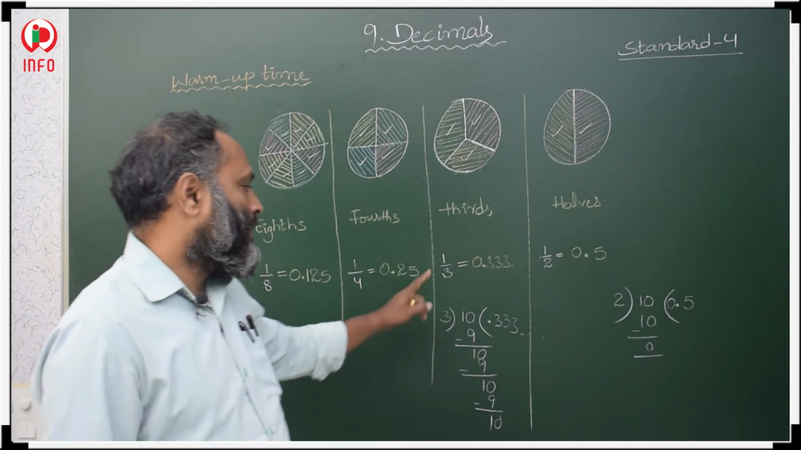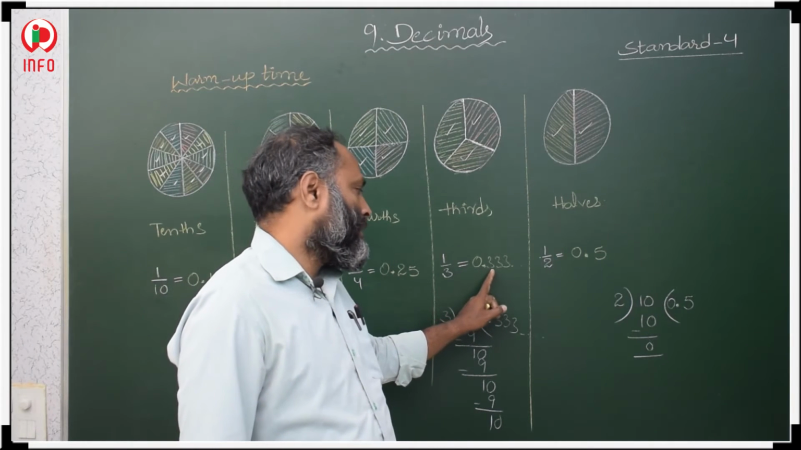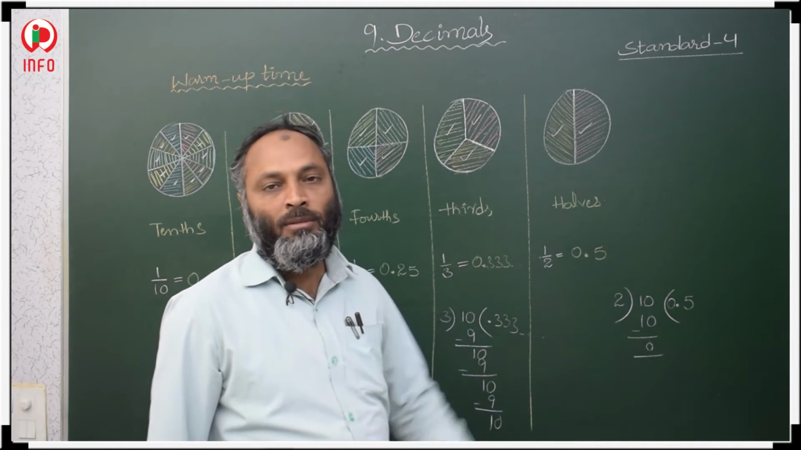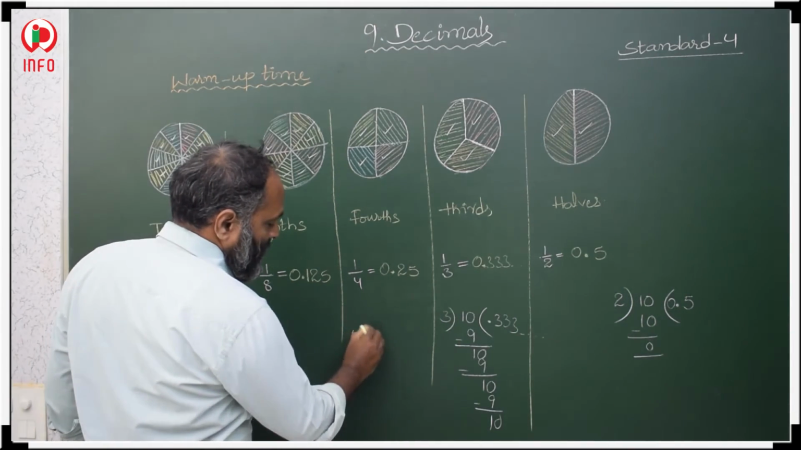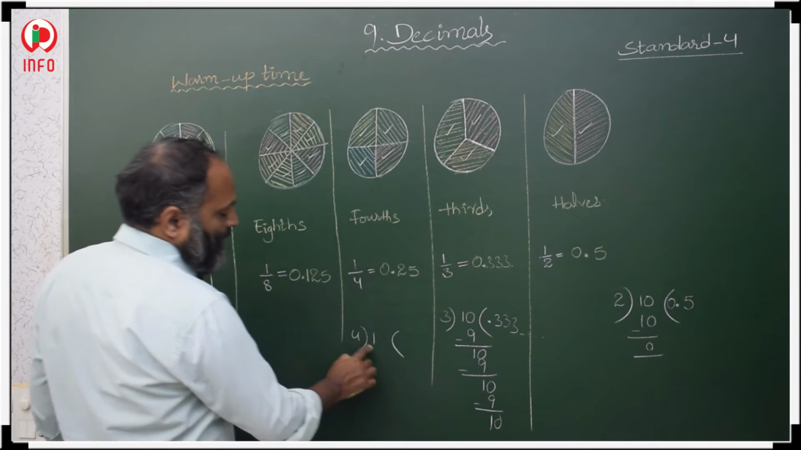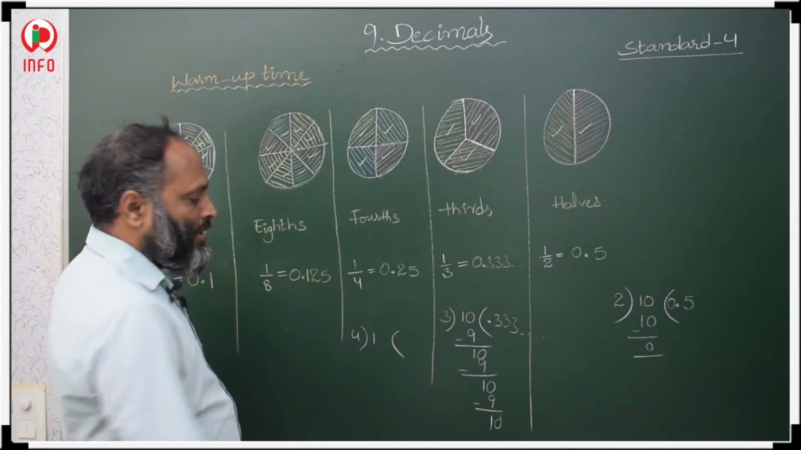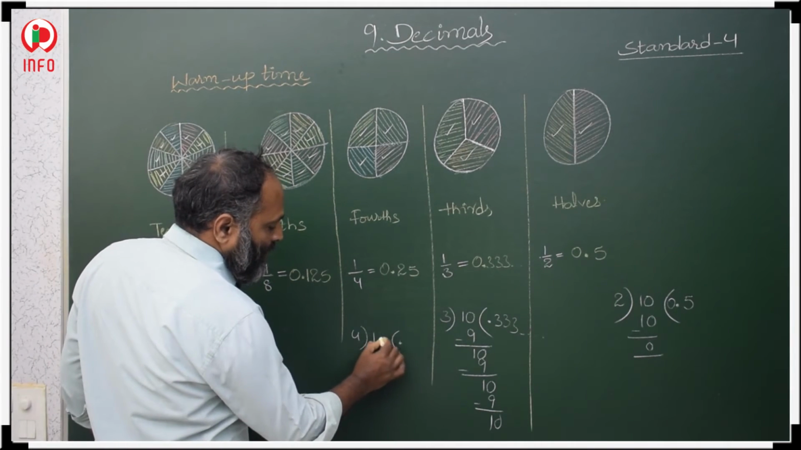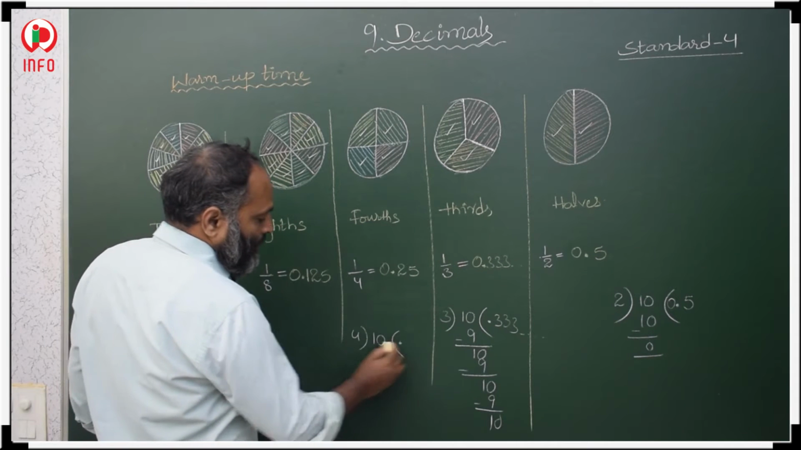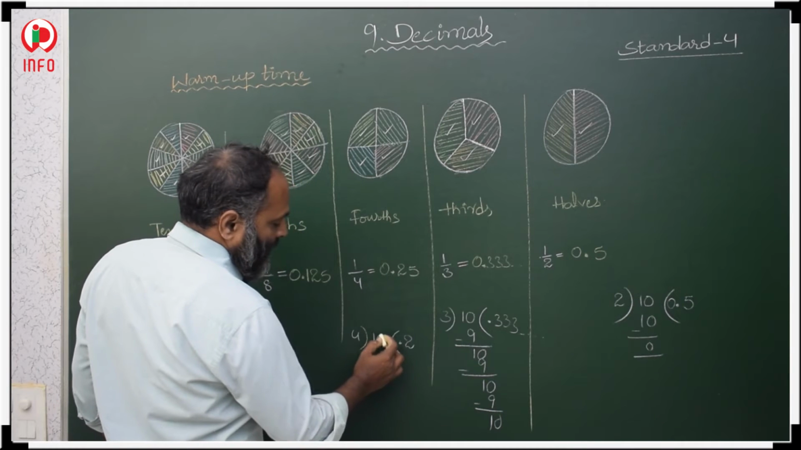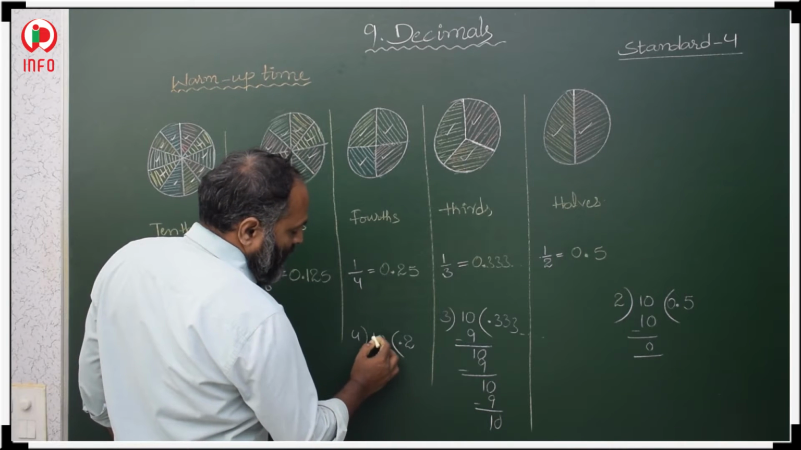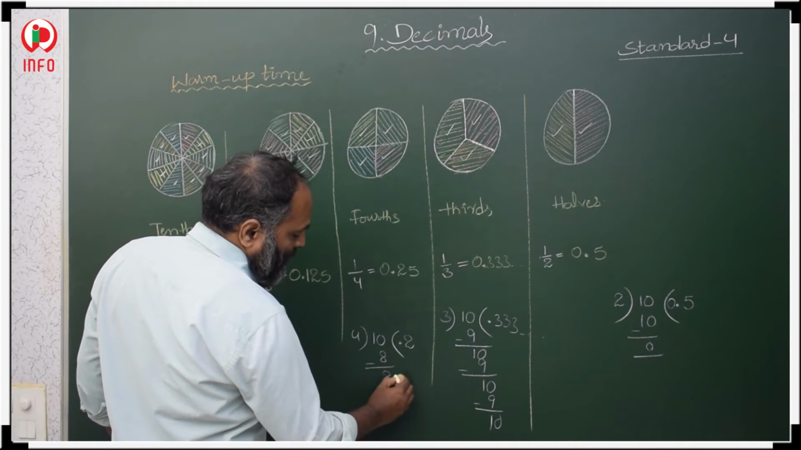It means 1 by 3 is nothing but 0.3333, and so on. Then in the same way, 1 by 4 means 4 divides this 1. Here 1 is less than this 4. So you have to take a decimal, then you will get 0. 4 2s are 8, 10 minus 8 is 2. We can take a 0.